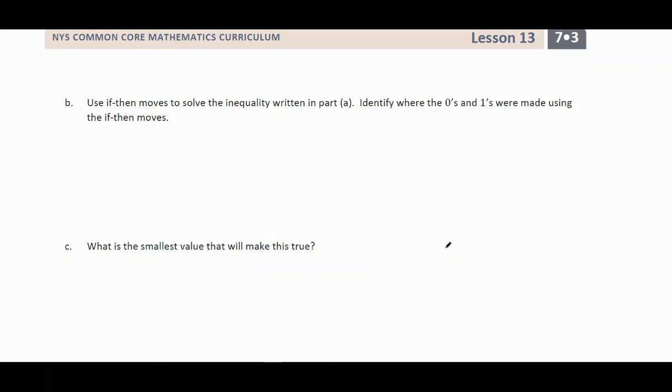Next, letter B. Use if-then moves to solve the inequality written in part A. Identify where the zeros and ones were made using the if-then moves. So it means we basically need to use the if-then moves to get those numbers that we need to have zeros and ones.